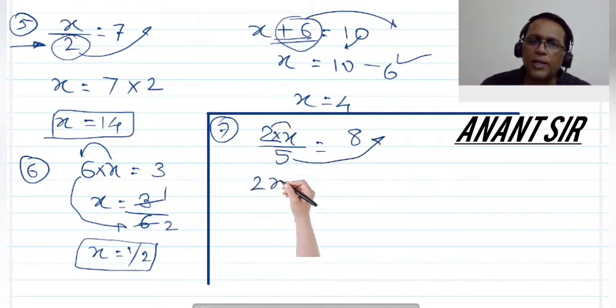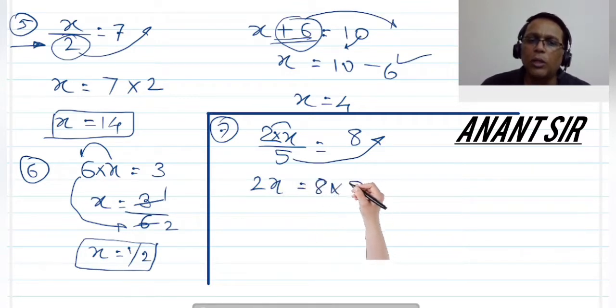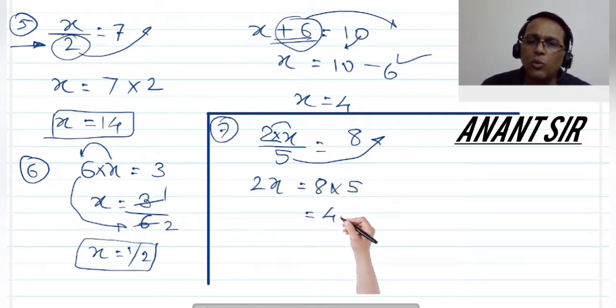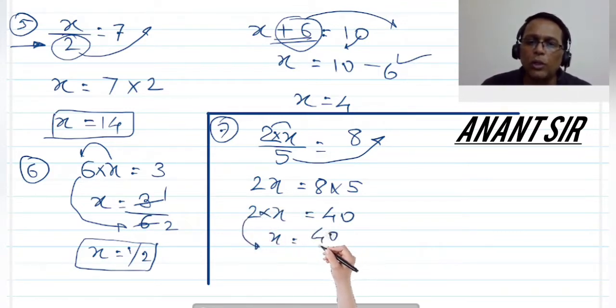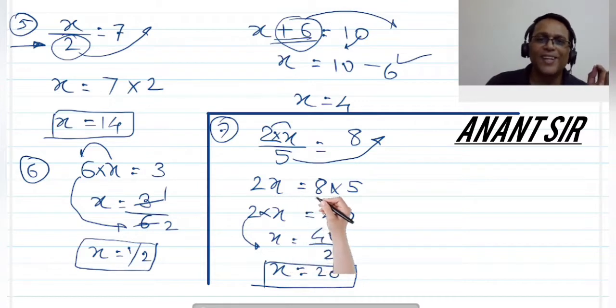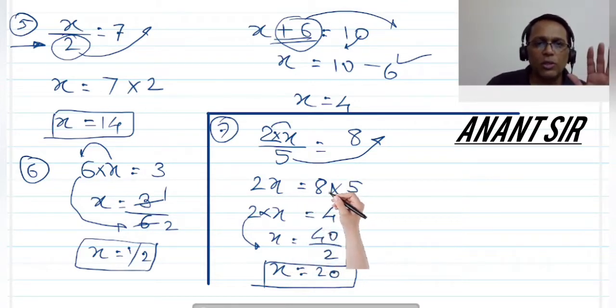So first I am going to take this 5 to the other side, divide will become multiply, so it becomes 8 5s are 40. Now in the next step, I am going to take this 2 to the other side, multiply by 2 will become divide, and our answer will be x equal to 20. So I hope you have understood the questions clearly.